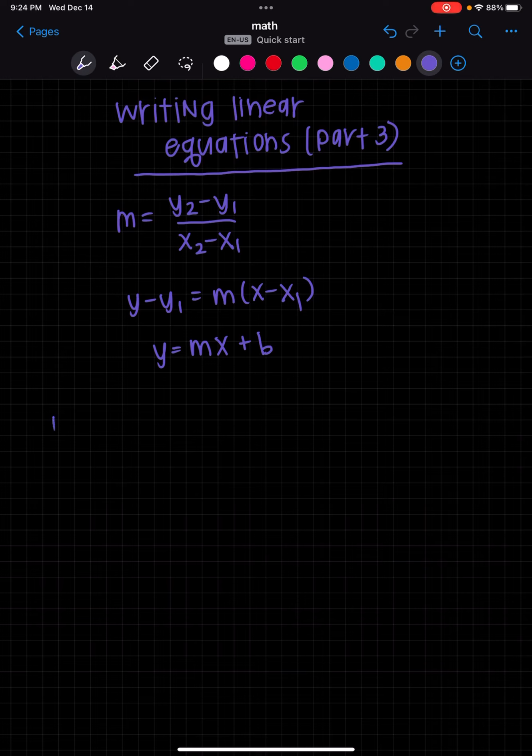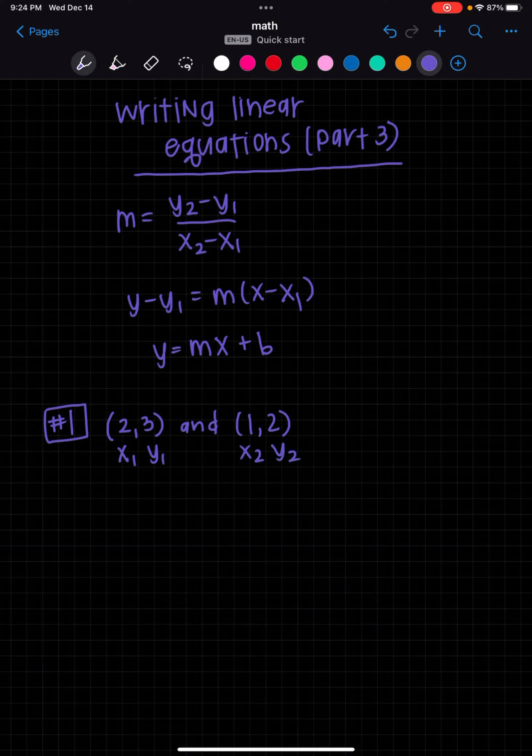The first example is we want to be able to write an equation that goes through the points (2, 3) and (1, 2). So when we're given 2 points, the first thing that we need to do is find the slope between those 2 points. And the way we're going to do that is using the slope formula. So what I'm going to do is label these x1, y1, x2, y2.